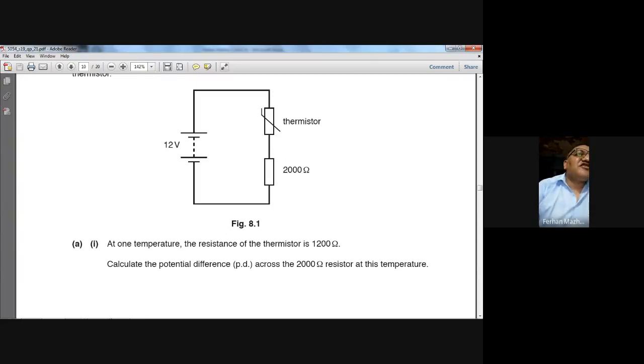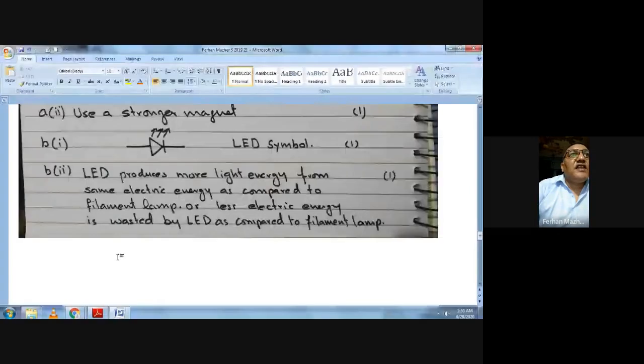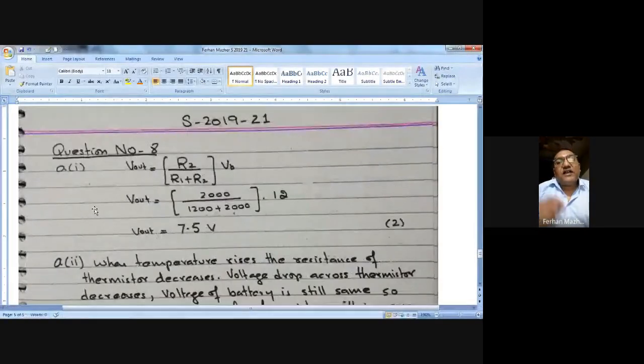So it's like a potential divider. If you remember the formula for the potential divider, V out is equal to R2 divided by R1 plus R2, times the voltage. The value of R2 is 2000 and R1 is 1200. So 2000 divided by the total resistance, multiplied by the voltage of the battery. So you multiply, you get 7.5 volts. It's exactly a potential divider.